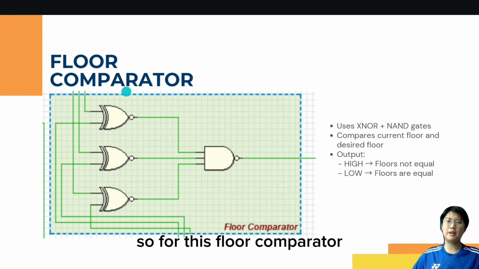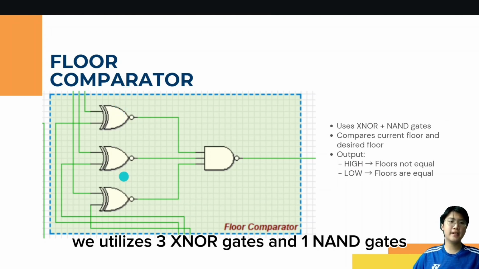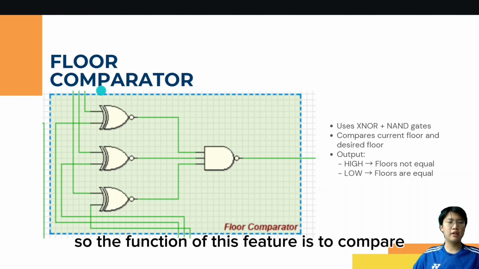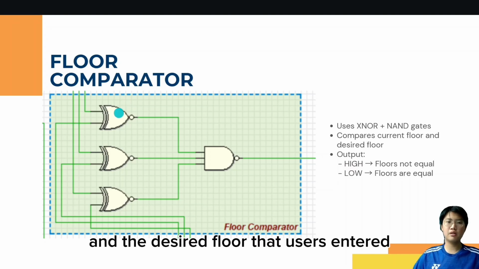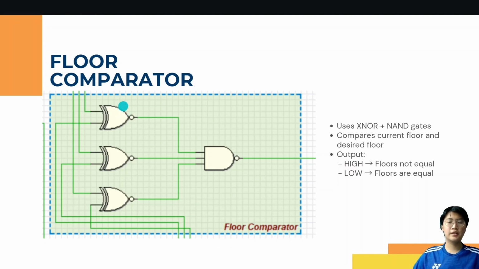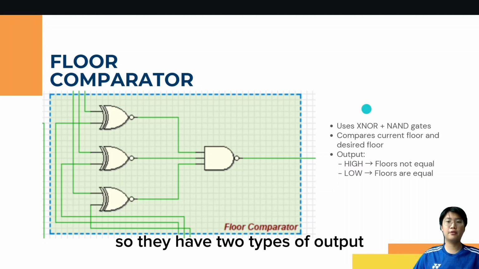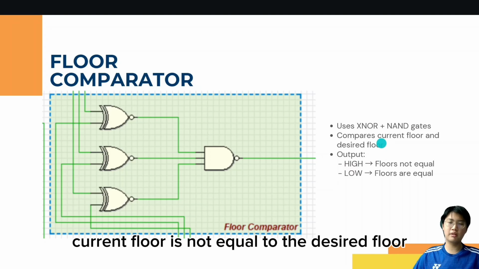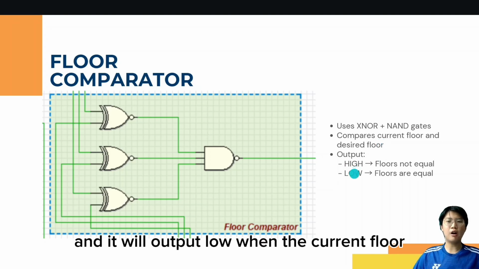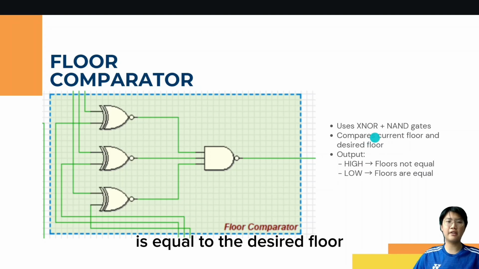Next, we have our floor comparator. For this floor comparator, we utilize 3 XNOR gates and 1 NAND gate. The function of this feature is to compare the current floor of the leaf and the desired floor that users enter. So it has two types of output. One is high when the current floor is not equal to the desired floor, and it will output low when the current floor is equal to the desired floor.